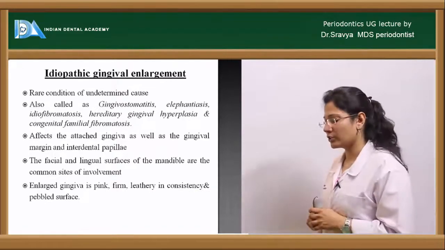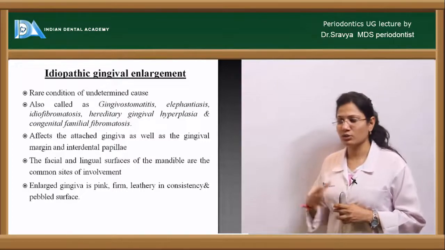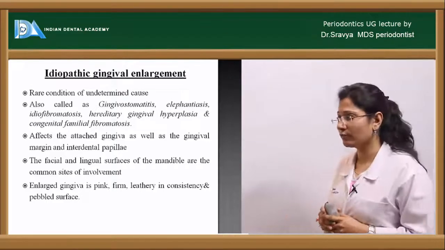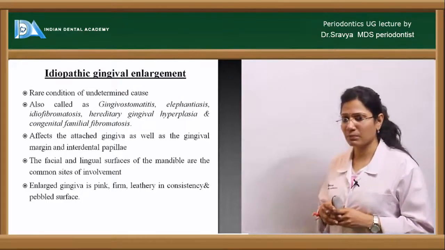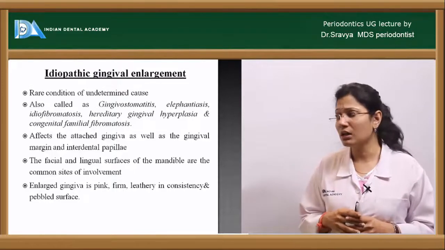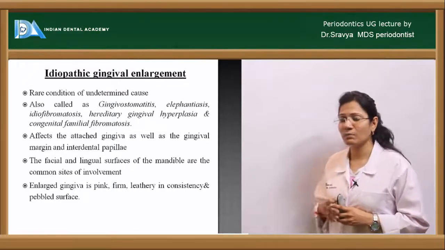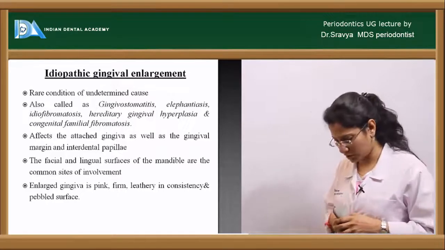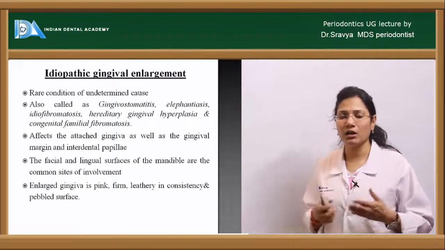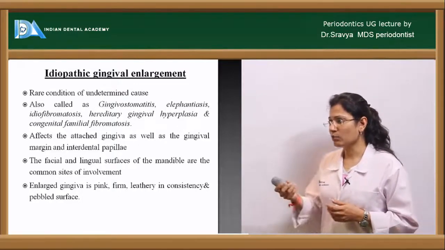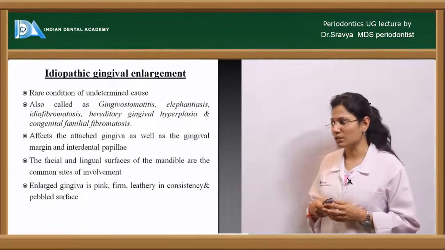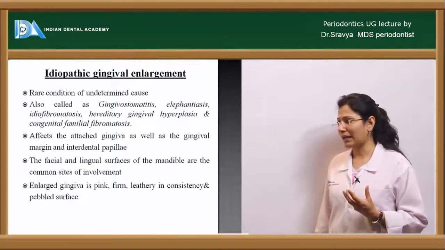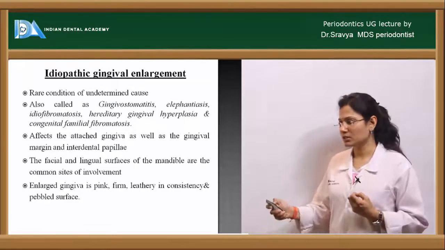Now, idiopathic gingival enlargement has various synonyms. It's also called gingivostomatitis. It's called elephantiasis. It's called idiofibromatosis, hereditary gingival hyperplasia, and even congenital familial fibromatosis. What happens? Mainly it affects your attached gingiva, and then it goes on to include your interdental gingiva and your marginal gingiva. Sometimes it can even cover the entire crown. Most common sites are the mandible, facial and lingual surfaces. The enlarged gingiva is usually pink and more firm and leathery. And the consistency is a pebbled surface.